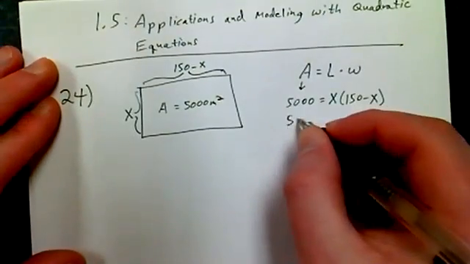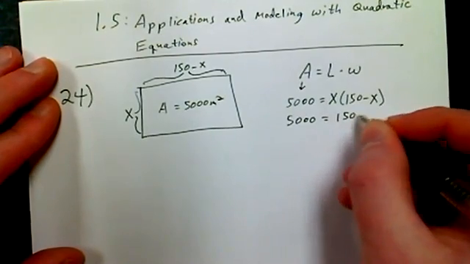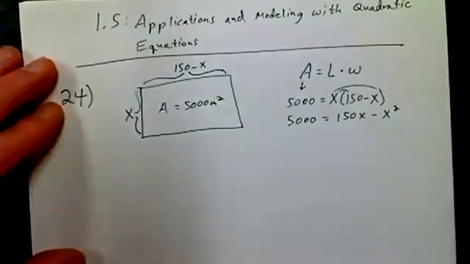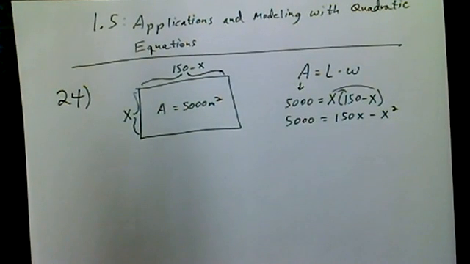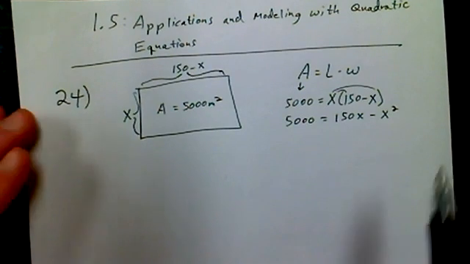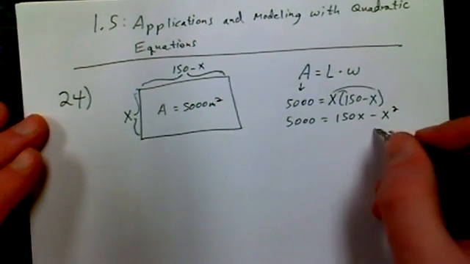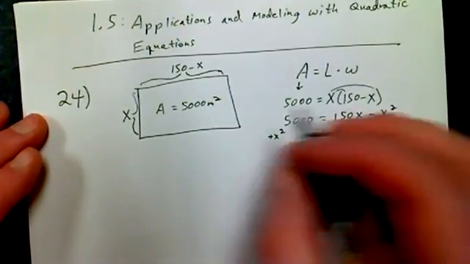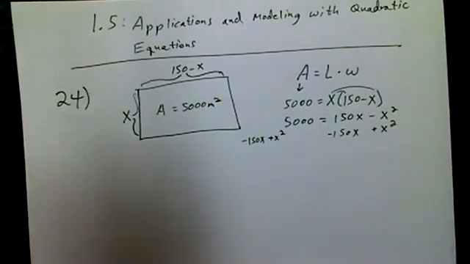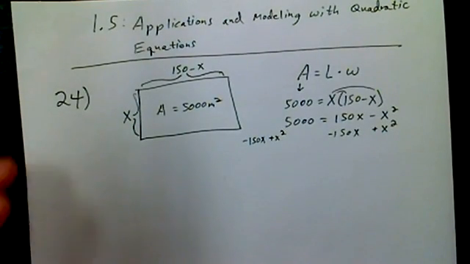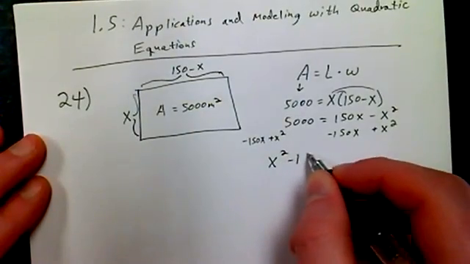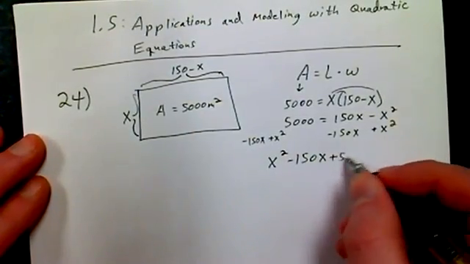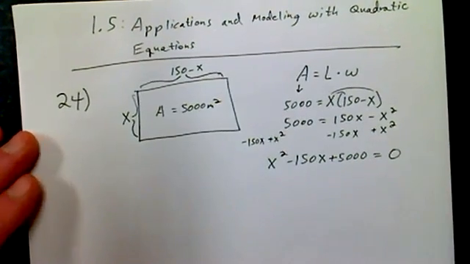So I have this equation, 5,000 is equal to 150x minus x squared if I distribute. And notice that now I have a quadratic equation. Okay, this is quadratic. So what I'll do is, let's get everything on the same side. Since x squared is negative, I think it makes sense to add x squared to both sides. And then I'll subtract 150x from both sides because we know the strategy is to get everything on the same side. And that's going to leave me with x squared minus 150x plus 5,000 is equal to 0.